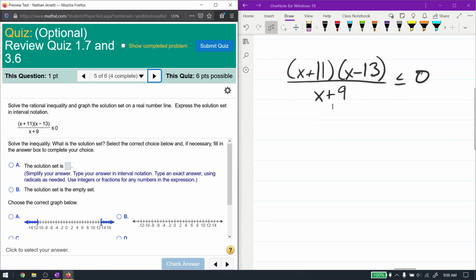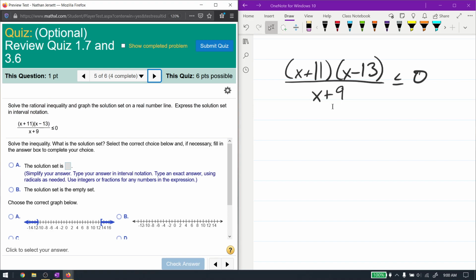Next one is a rational inequality. Same kind of process. We're gonna find the boundary points, and you do that by factoring. This one is already factored, so we don't have to worry about that. But just like you did in P.6, factor everything, like you would normally do with polynomials.